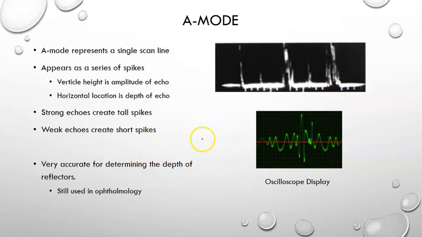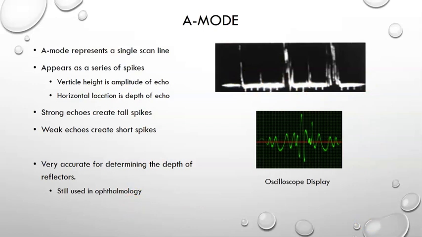This is very accurate for measuring depth because you can measure the distance between these strong echoes. And they still use it today to measure the thickness of the lens in an eye in order to determine what size artificial lens should be used to replace a cataract. So it's still used in ophthalmology today, this A mode imaging.